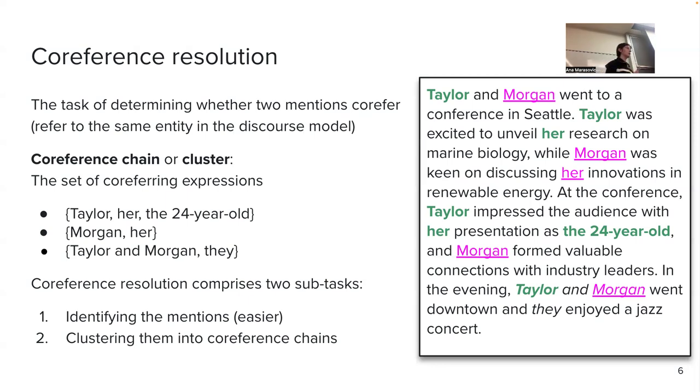So think about summarization. You want to summarize a text. Usually there are multiple things going on, multiple people, multiple locations, maybe some organizations. And we are going to refer to each one of these with other phrases. And you need to understand that all of those phrases refer to the same entity to be able to summarize text.